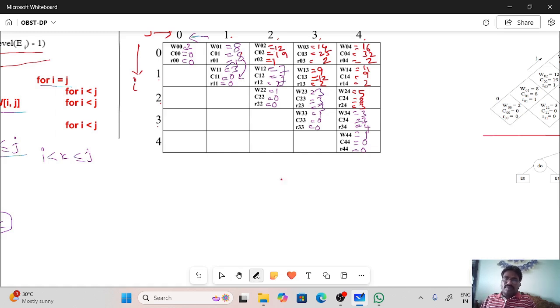We know the optimal binary search tree cost. What is that cost? 32. For which binary search tree does it give us the cost 32? We are going to check it, and also we are going to reconstruct the binary search tree with the help of this table.